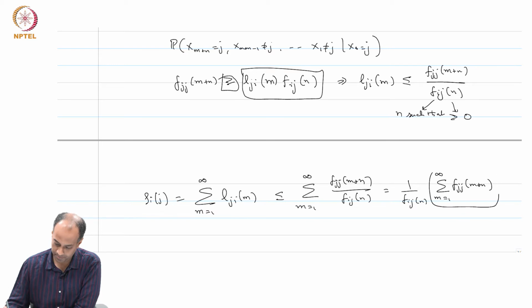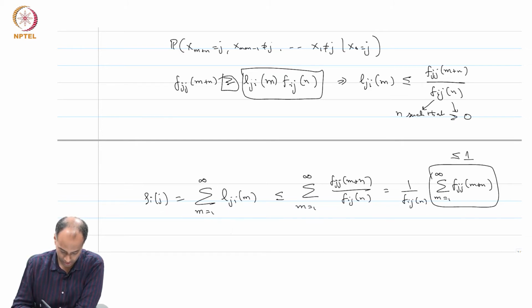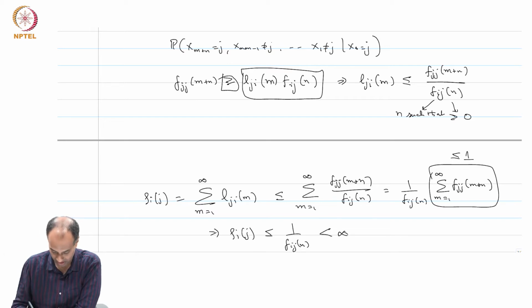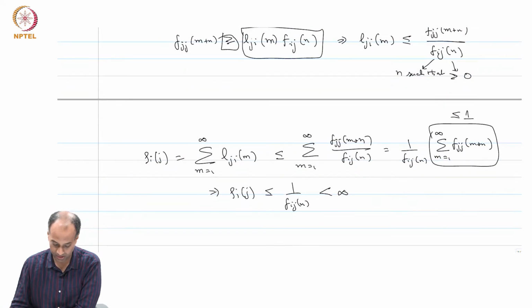Now, this sum is less than or equal to 1 since j is recurrent, right. So, what I have is that rho i of j is less than or equal to 1 over F_ij of n, and I have taken an n such that F_ij of n is strictly positive, and that is always possible, because we are looking at recurrent states inside one communicating class, and this is finite. So, rho_ij is finite. I will prove later that rho_ij is strictly positive.